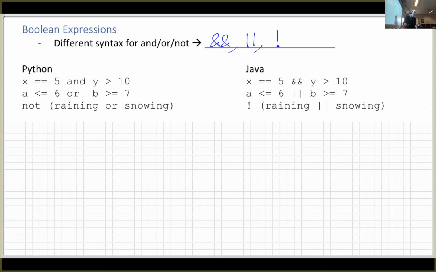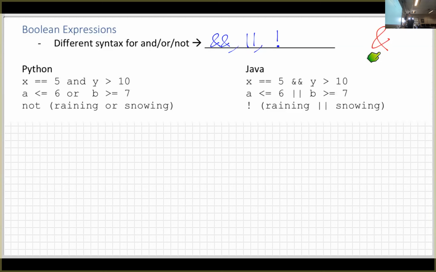Now, you have to be very careful. If you type the word and in Java, you'll just get a syntax error, and that's easy to find. But please remember that it's not a single ampersand, it's a double ampersand, because there is some meaning in Java with a single ampersand, and it's not a logical and. So be very careful, it's two of them, not one of them.